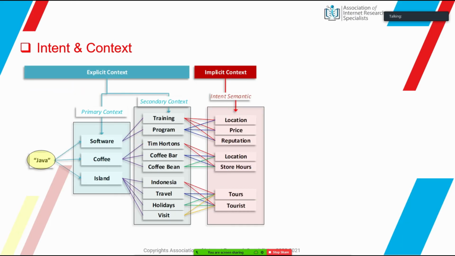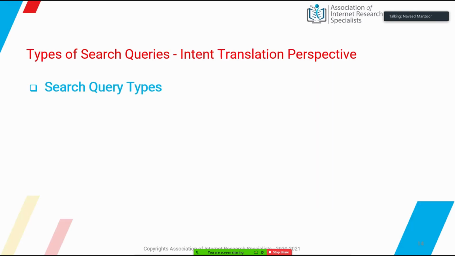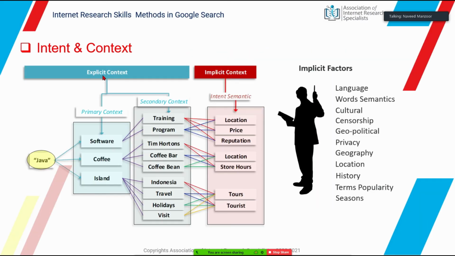Then let's talk about the intent context. Now, what is intent context? I'm going to explain. There is explicit and implicit. Primary context, for example, if we have to use the word Java, we have three options. And if we have just used one word, you would see the search results are returning software, coffee, and island. But this is not good enough.